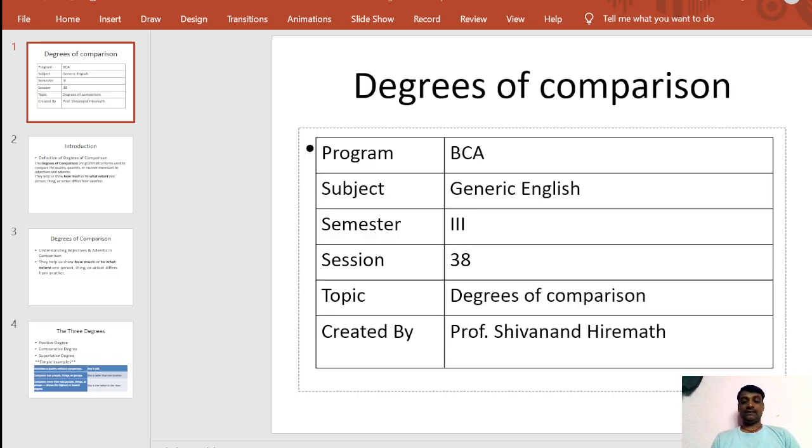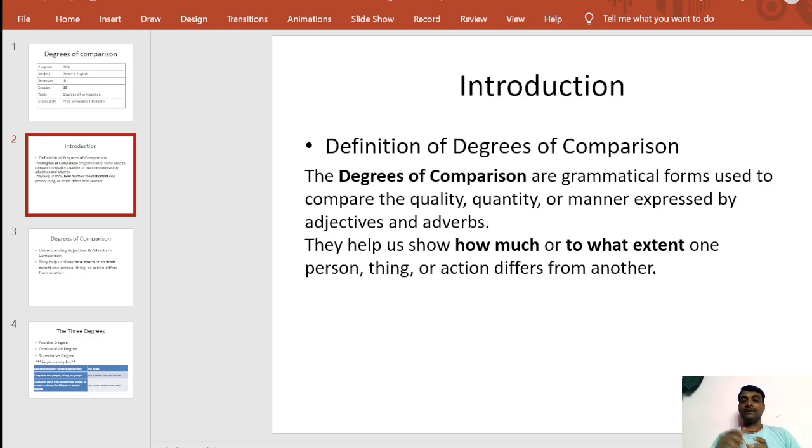Yes, as you can see on your screen, we are going to discuss today the degrees of comparison. In this session, we will discuss only a little bit of a simple introduction about our degrees of comparison. Yes, let us see what that is. Let us see the definition.